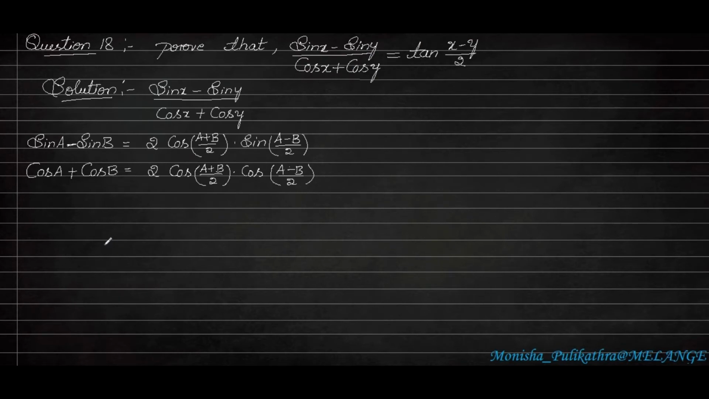Let us move on to the 18th question. Here the 18th question is also similar to the previous 17th one. Here the numerator is sin x minus sin y. So it is in the form of sin A minus sin B. Sin A minus sin B is 2 cos (A plus B)/2 into sin (A minus B)/2.